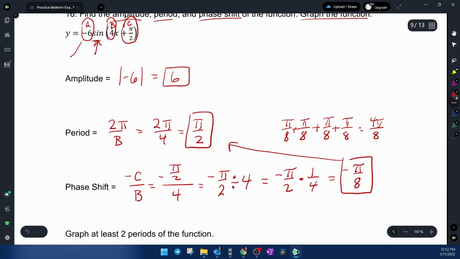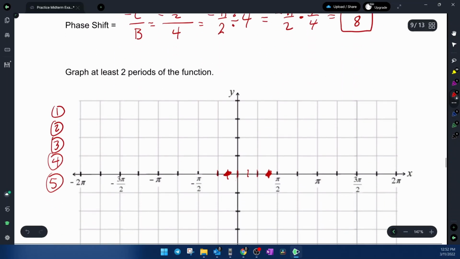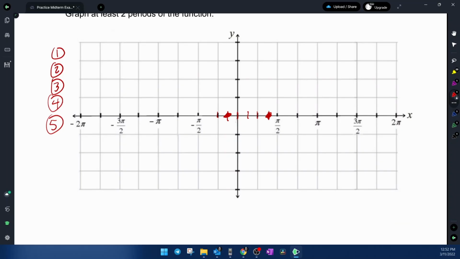Notice that the original coefficient of the trig function was negative. And so that means that at the first hash mark, we're going to be at -6. Okay, so let's call this -2, -4, -6. We'll call that -6. And then we're going to return to the x-axis. 2, 4, 6. That would be +6 here. And then we return to the x-axis.